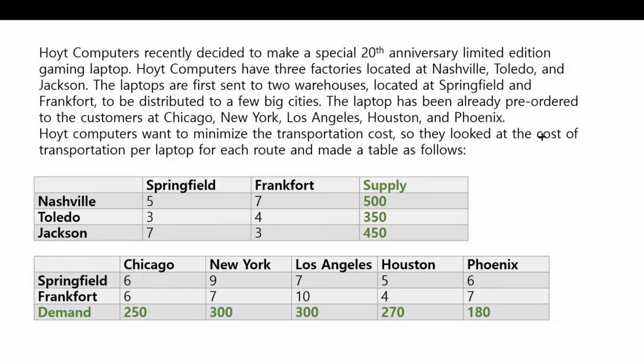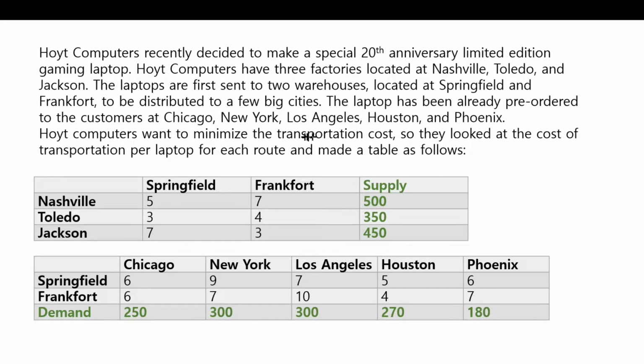So here's a transshipment problem where some computer manufacturer is sending laptops to 5 cities, and they have 3 factories to send from, but they first have to go through a warehouse. So once you have this warehouse, getting some of the laptops from these 3 factories, then they have to send out to these 5 places.